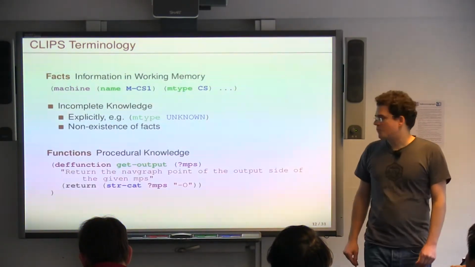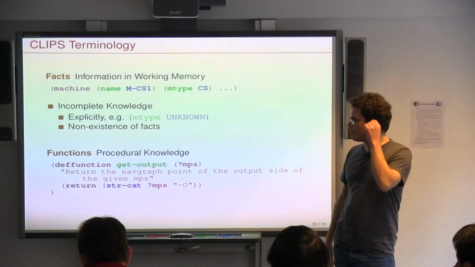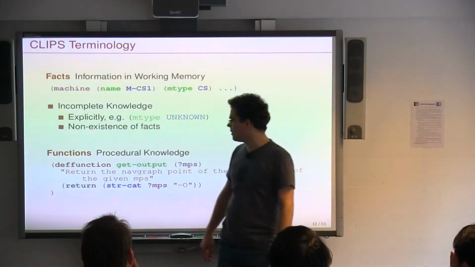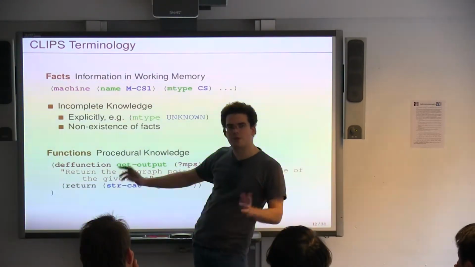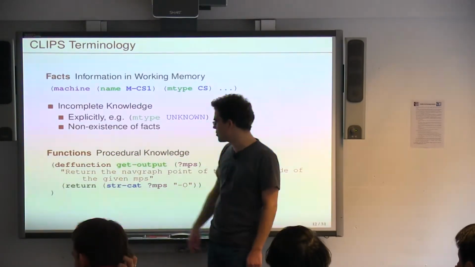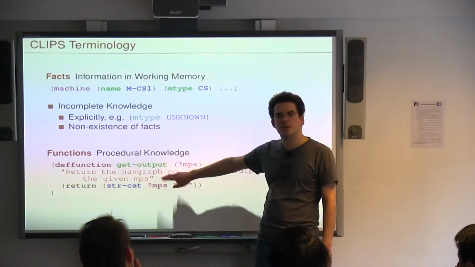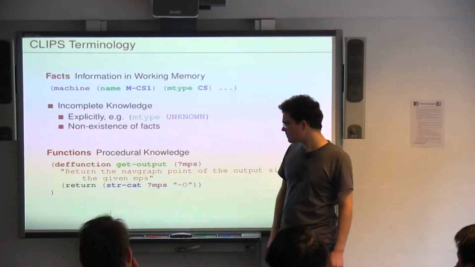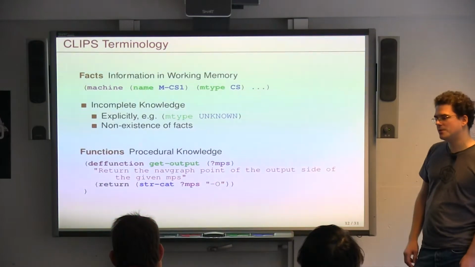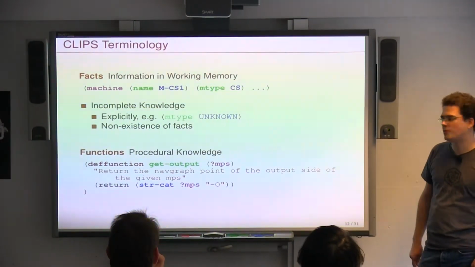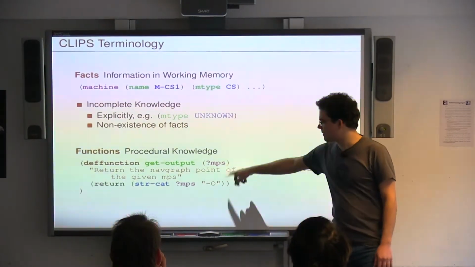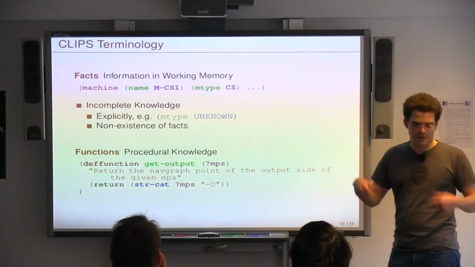The next keyword is functions. This is our procedural knowledge. That's more or less very similar to every other programming language you might know. So we define a function. This is the function name, and you get the input variables. In this case, this function simply computes the string of the navgraph point for an output of a machine. So we're simply extending the string with a -O to say, okay, this is the output.